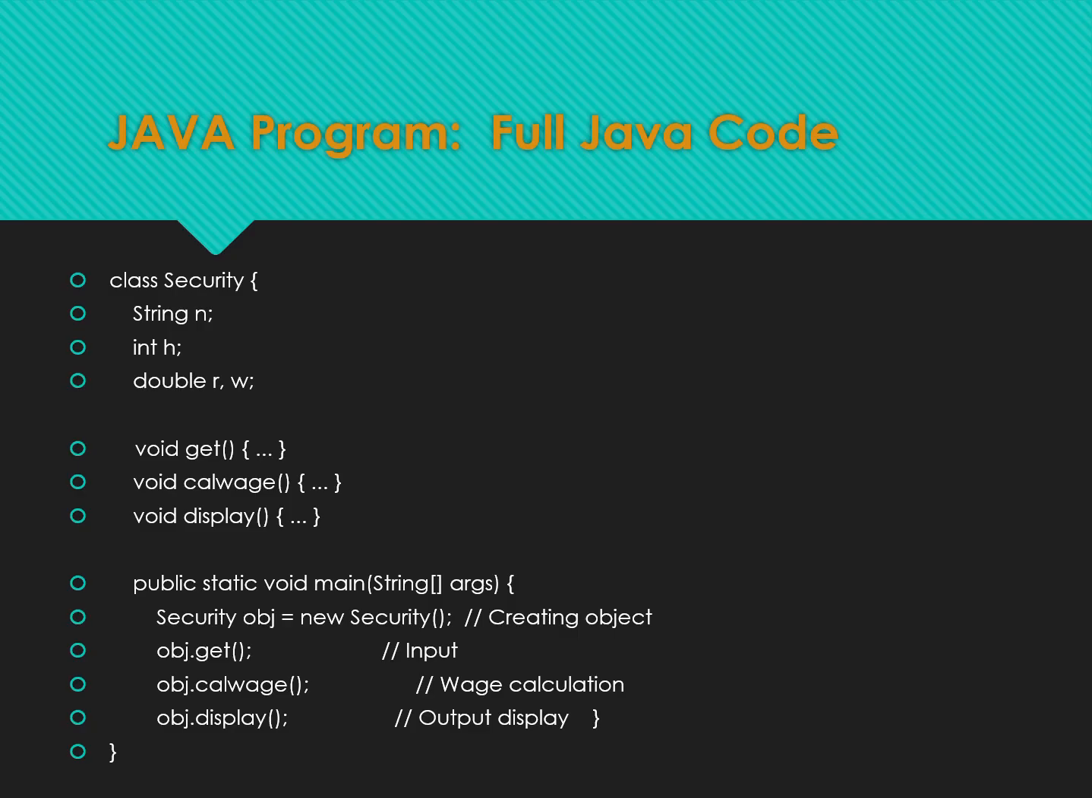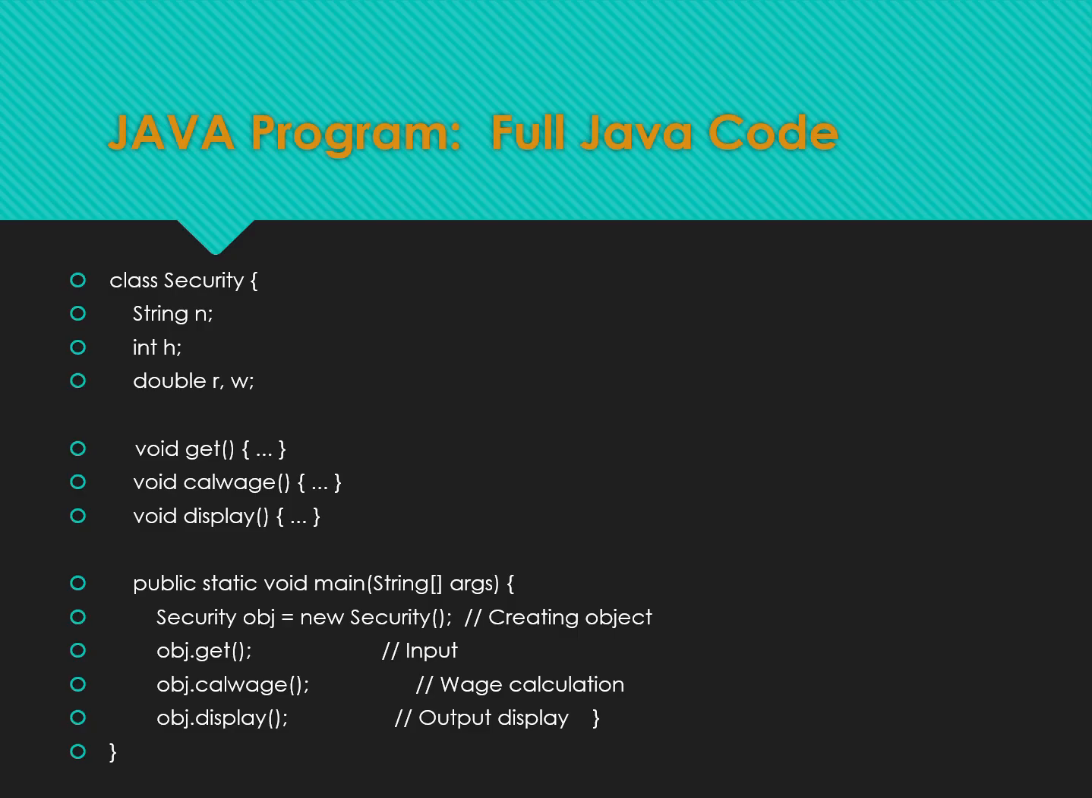We begin by importing the Scanner class, which is used for reading input from the user. Then, we declare the class Security with 4 instance variables, n, h, r, and w. The get method accepts the name, hourly rate, and number of hours worked using Scanner. The calcWage method contains conditional logic to compute the total wage based on different brackets of hours.